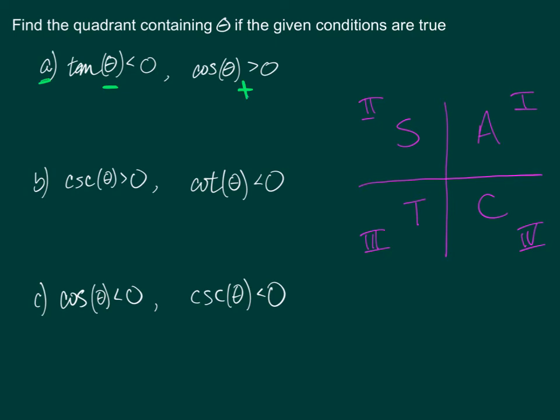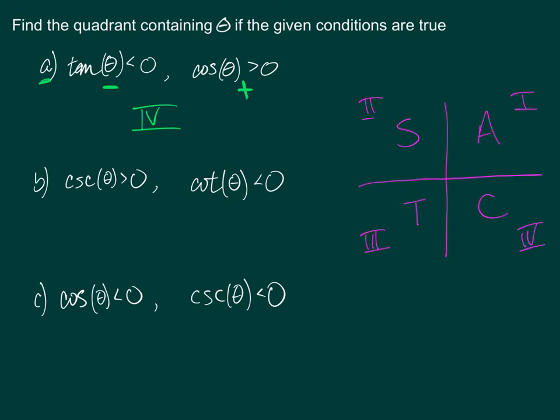So I know that cosine is positive. I like to start with the positive ones first. Cosine is positive in quadrant 4 and quadrant 1. Everything's positive in quadrant 1, but cosine and secant, its reciprocal, are positive in quadrant 4. So it's got to be one of these two. Let's see if we can narrow it down with this other piece of information here. Tangent is negative. Well, everything is positive in quadrant 1, so cosine is positive and tangent is positive, but we're looking for where tangent is negative, so that must mean it is quadrant 4.